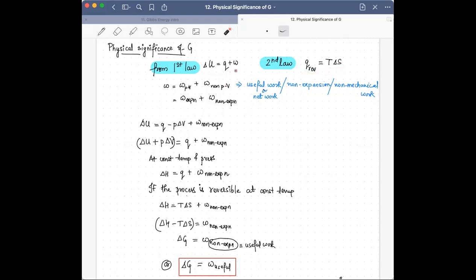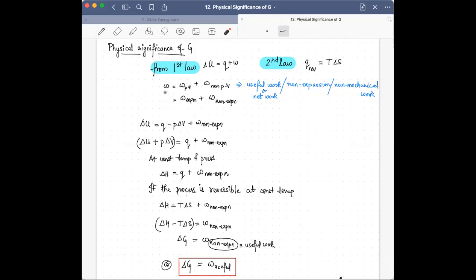Now, previously, when we were talking about work, we were only considering the pressure volume work, or the work of expansion. As I told you at that time also, work can be other than the work of expansion; work other than the pressure volume work is also possible. So now here we are going to talk about work other than the work of expansion.